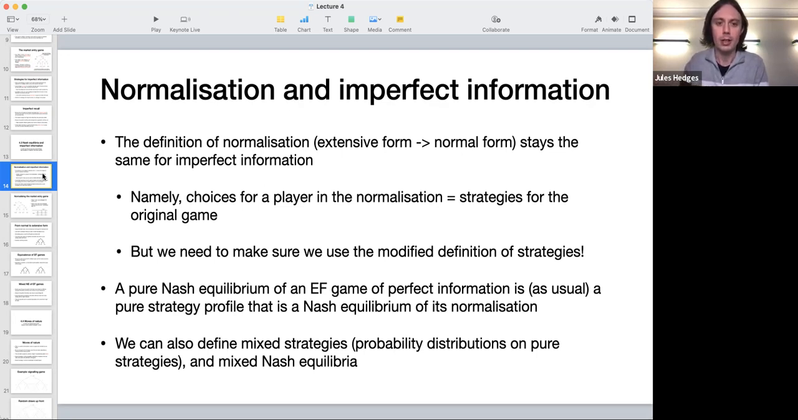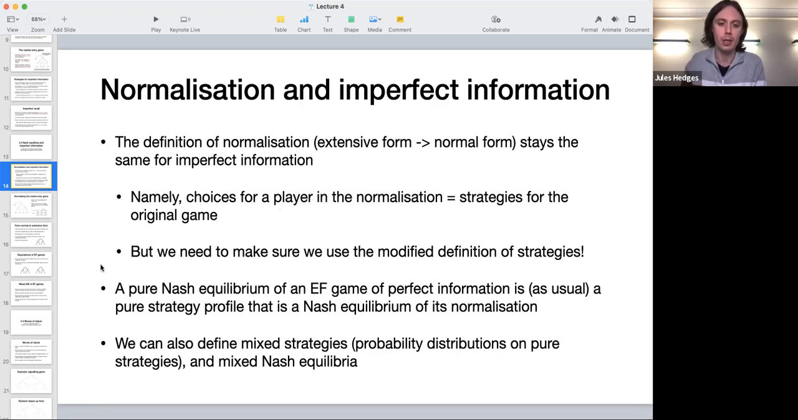But there's a subtlety, because when we take the normal form of a game of imperfect information, we need to use the fixed definition of strategies. So the normal form is going to have fewer strategies than it would if it was a perfect information game. The moves for the player in the normalization are going to be valid strategies for the imperfect information game. And then after that, everything stays the same.